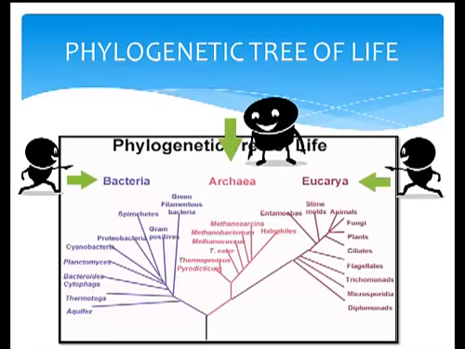The archaea and bacteria domains contain prokaryotic organisms. These are organisms that do not have a membrane-bound nucleus. The eukarya domain includes eukaryotes, or organisms that have a membrane-bound nucleus. This domain is further subdivided into the kingdoms Protista, fungi, plantae, and animalia.